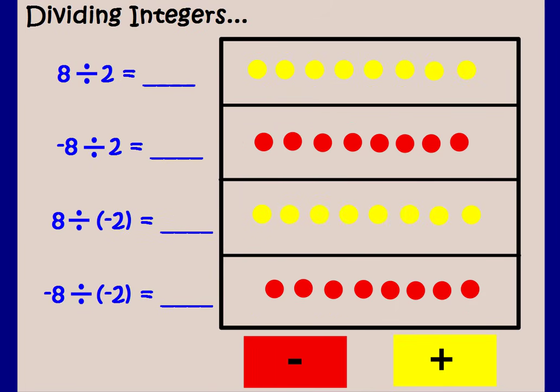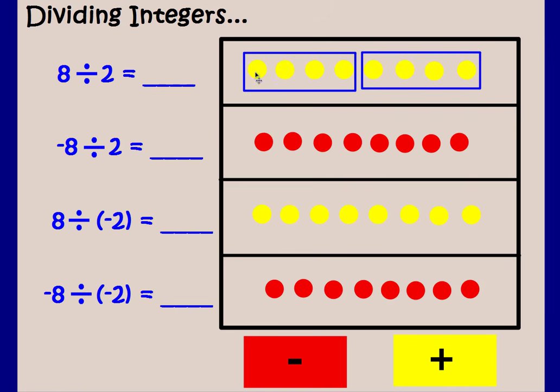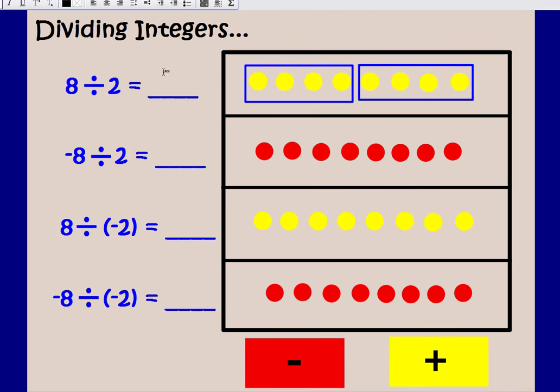Okay, let's talk about dividing integers. Okay, first problem is 8 divided by 2. So remember, when you're dividing, that means you're taking your number and you're putting it into groups that are going to be the same size. So I have 8 positives, which are already displayed here, and I want to put them into 2 equal groups, 8 divided by 2. When I do that, each group is going to have 4. And because they're yellow, they're a positive. So 8 divided by 2 equals a positive 4.